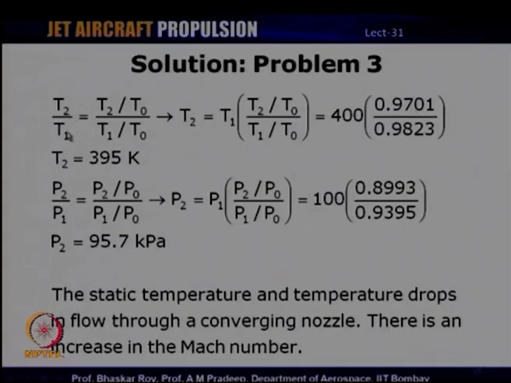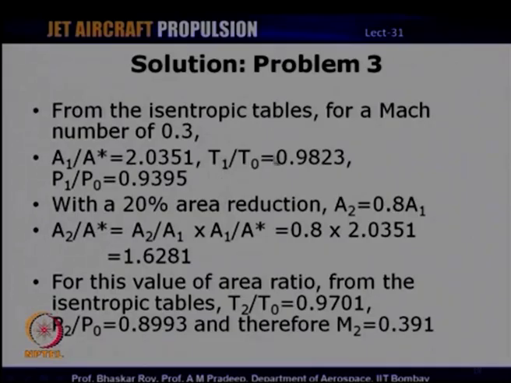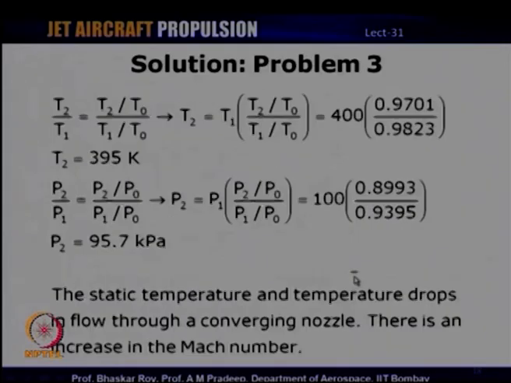So, the temperature ratio T2 by T1 can be rewritten as T2 by T naught divided by T1 by T naught, or static temperature T2 is T1 multiplied by T2 by T naught divided by T1 by T naught. We have already calculated these ratios. T1 by T naught is 0.9823, T2 by T naught is 0.9701, and the inlet temperature is already given as 400 Kelvin. So, 400 multiplied by 0.9701 divided by 0.9823. So, the exit static temperature is 395 Kelvin.